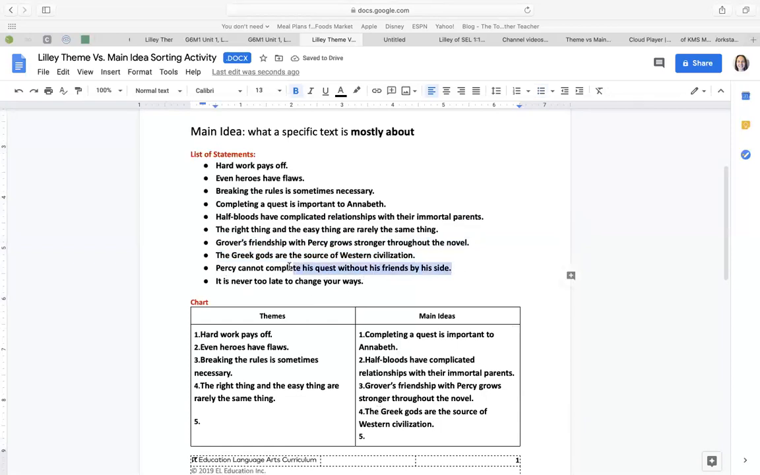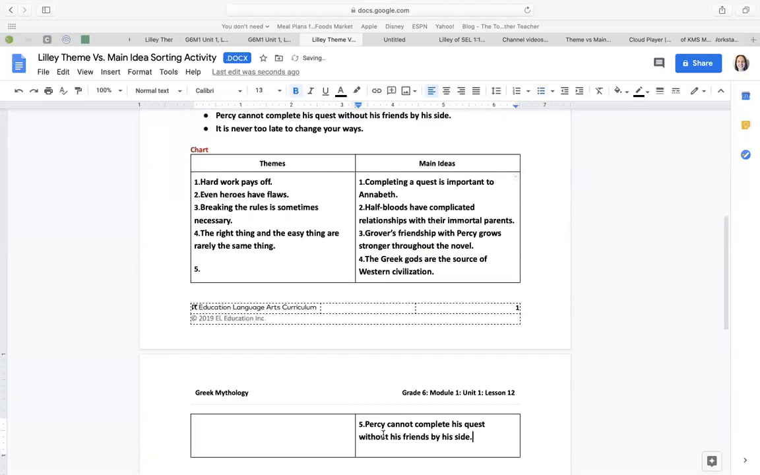Percy cannot complete his quest without his friends by his side. This one kind of was tricky because it does kind of teach us a lesson that it's easier for Percy to complete quests with friends by his side. But again, it's specifically talking about our Lightning Thief book, which tells us it's a main idea. So we're going to copy it and paste it into main ideas.